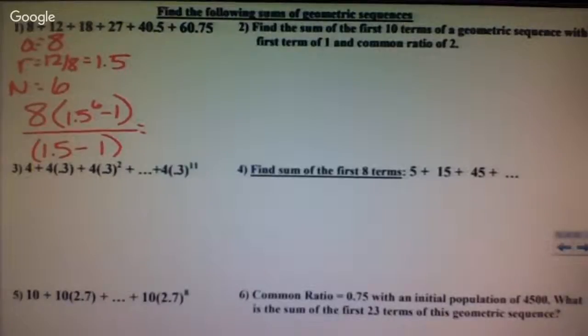166.25. If you added all those numbers together, you'd get 166.25. I would have done that for that one. I'm lazy like that.